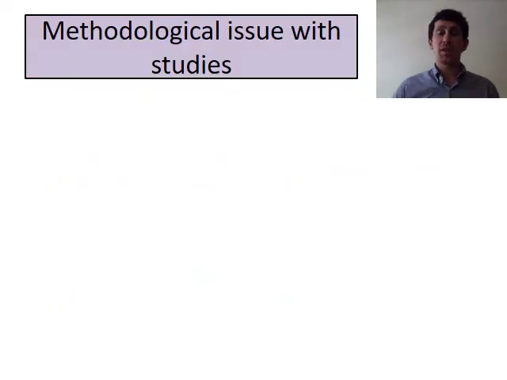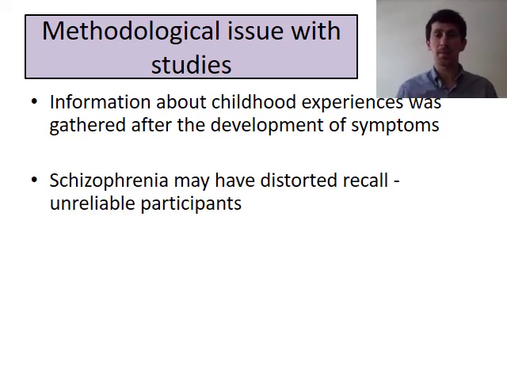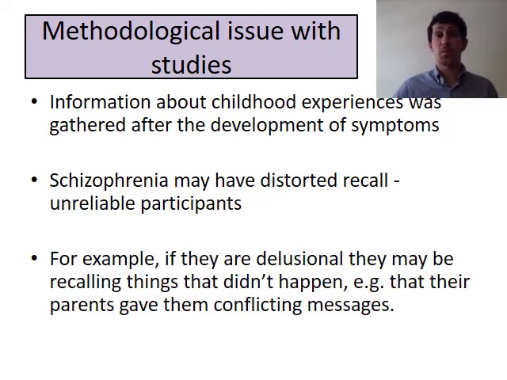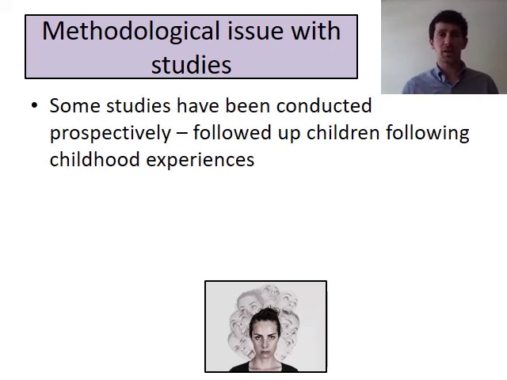A major methodological limitation of these studies is that all the information gathered from childhood experiences was gathered after someone had developed schizophrenia. Schizophrenia may have distorted their recall, and therefore we're dealing with quite unreliable participants. For example, if they were delusional, then they might be recalling things that didn't actually happen, for example, that their parents gave them these double-bind or conflicting messages. So this is a major limitation of the studies conducted. However, some studies have tried to deal with this particular issue and have been conducted prospectively.